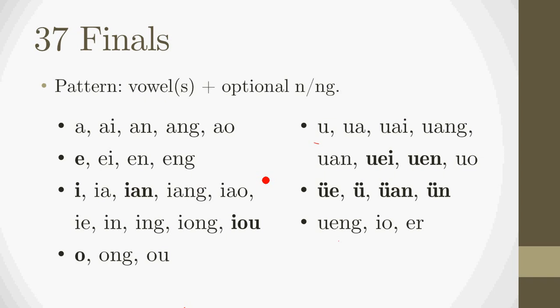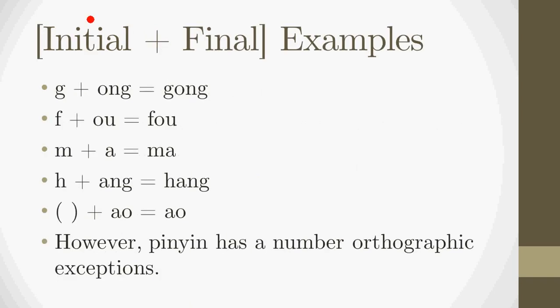For some examples of combining the initials and finals, we can take the initial g and add ong to get gong. Another example is taking f and the ending o to make fo. Next is m and a to make ma. Next is h and ang to make hang.